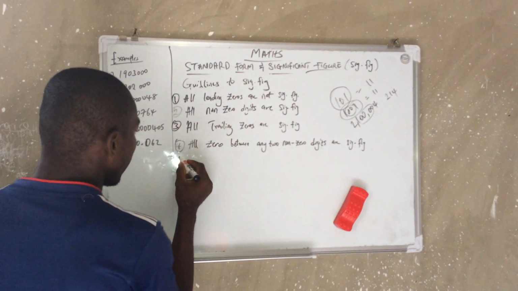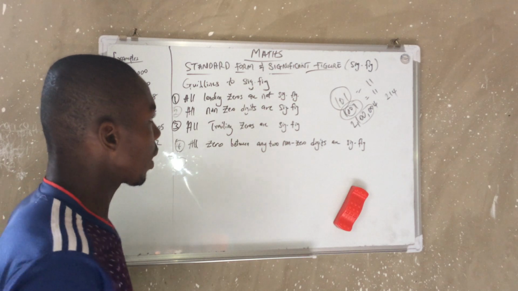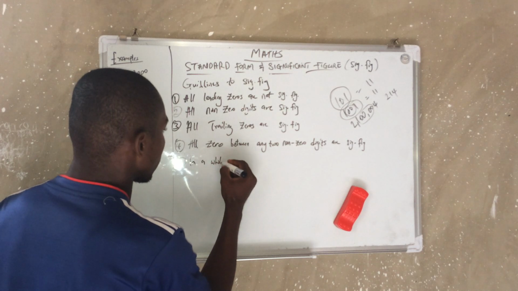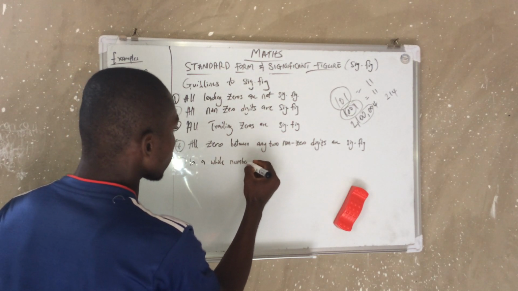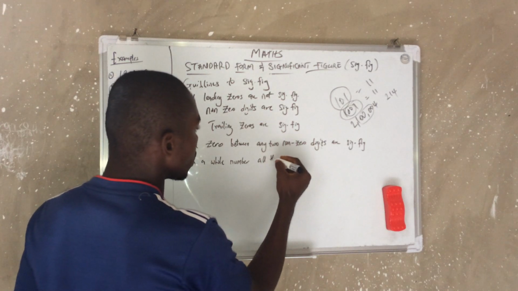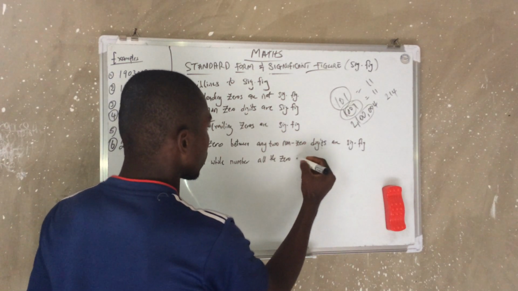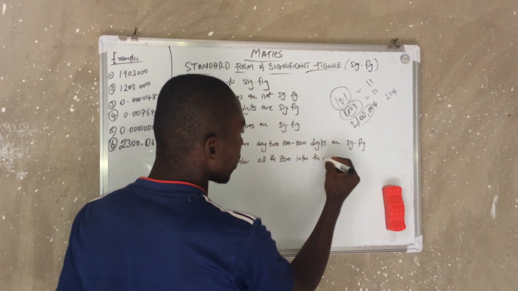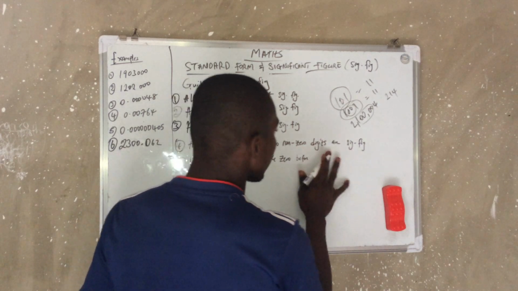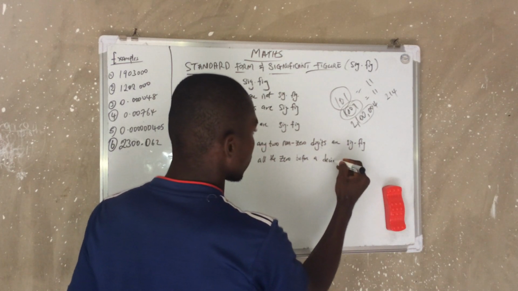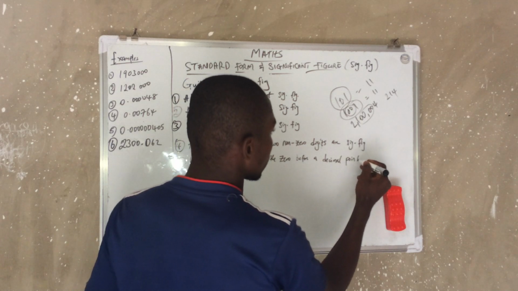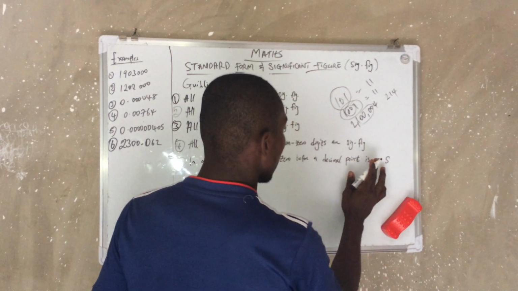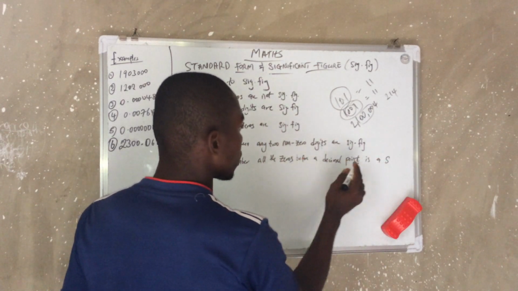So the next one, number 5, says that in a whole number, all the zeros before a decimal point are what?